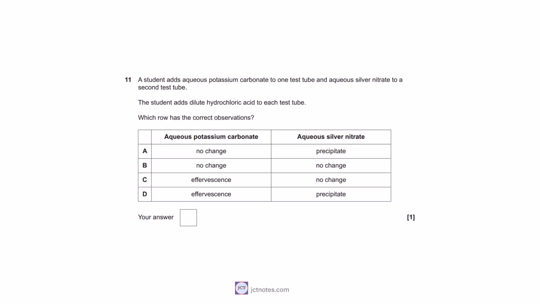In question 11, a student adds aqueous potassium carbonate to one test tube and aqueous silver nitrate to a second test tube. The student adds dilute hydrochloric acid to each test tube. Which row, of the 4 given, has the correct observations? We have a reaction in each test tube.